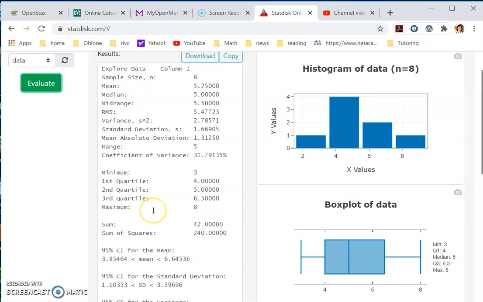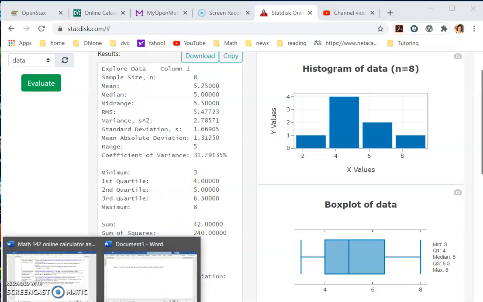IQR as, maybe I'll write down here. Can I write down here? I don't know. No. Because it's not a Zoom screen, I don't have whiteboard. So IQR would be 6.5 minus 4. So it would be 2.5. So all in all, you can write it down like this.